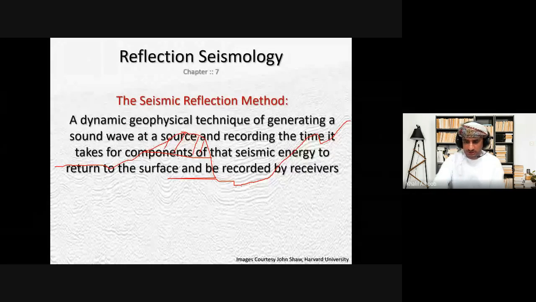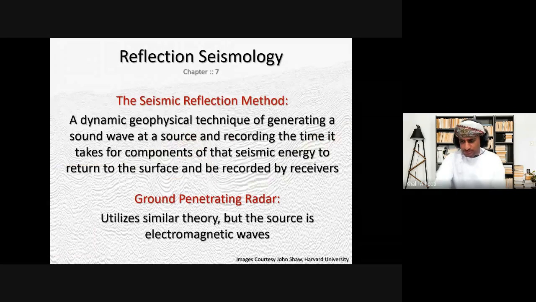Let's move forward. I can delete these things. Ground penetrating radar utilizes the same theory in principle, but instead of seismic waves we are using electromagnetic waves. So electromagnetic waves are much faster. In seismic technique, the time is usually in milliseconds. The maximum time is usually 6 seconds, 8 seconds for deep imaging, like up to the middle or lower part of the crust, which is not more than 10 seconds. So you see how fast waves are.